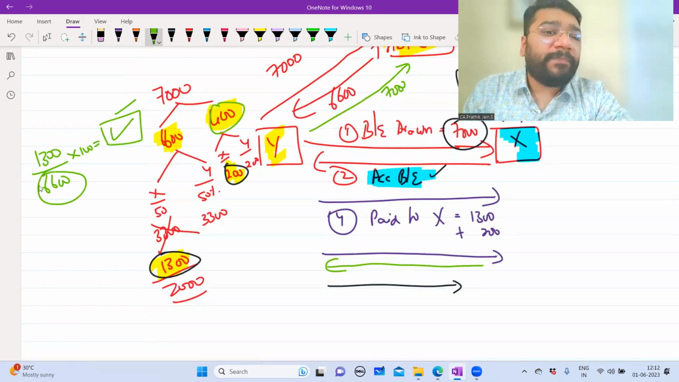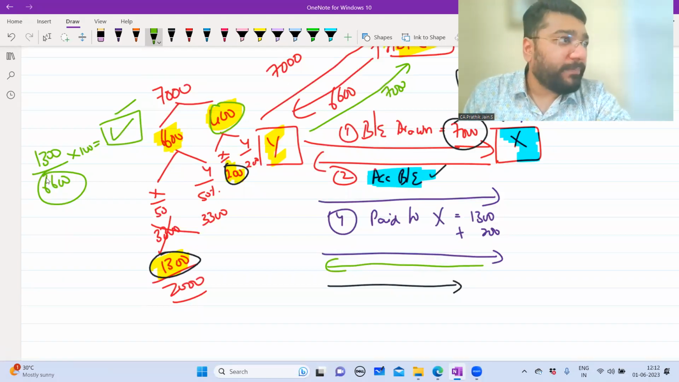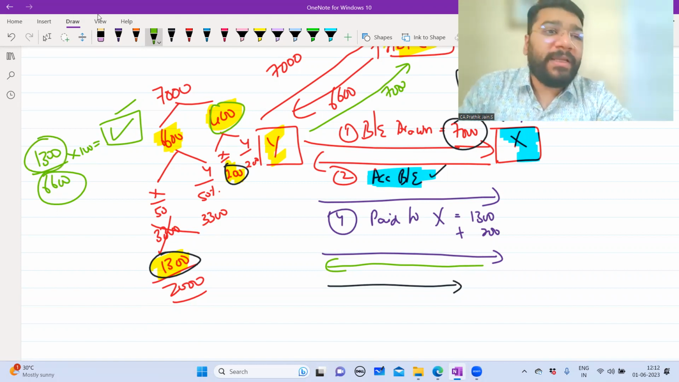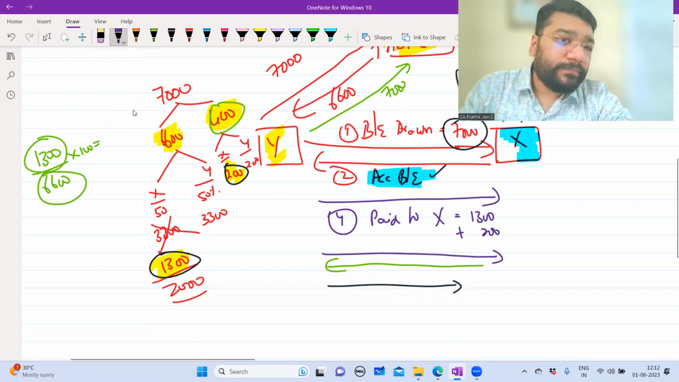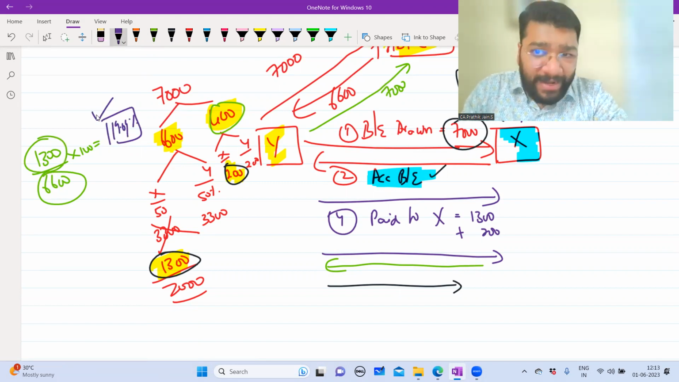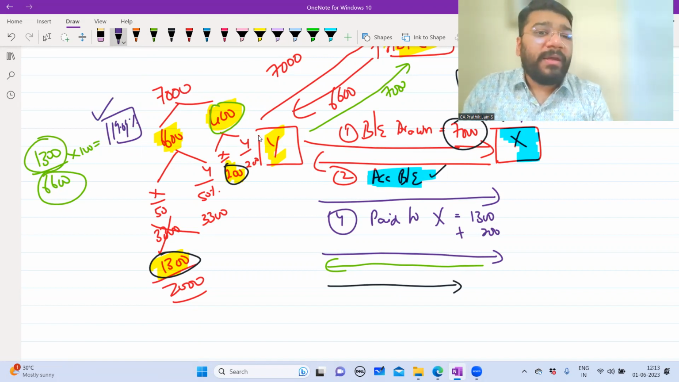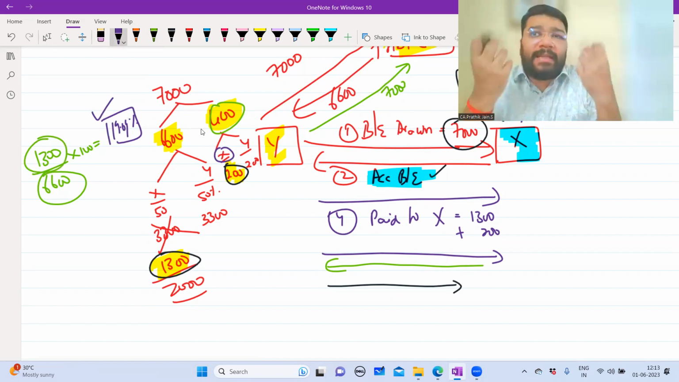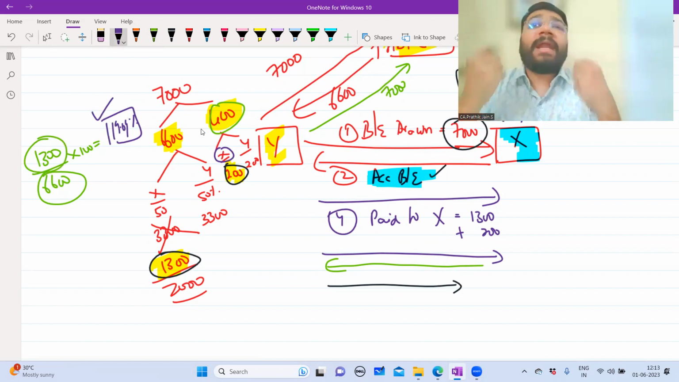6,600 is the total money that Y has received from the bank as discounting. In that, Y is giving only 1,300 to X. So 1,300 divided by 6,600 into 100 means how much percentage? 19.69 percentage. So what will you say? Sir, when only 19% of money is transferred, X should bear only 19% charge. If X is enjoying only 19% amount, then he has to bear only 19% charges.